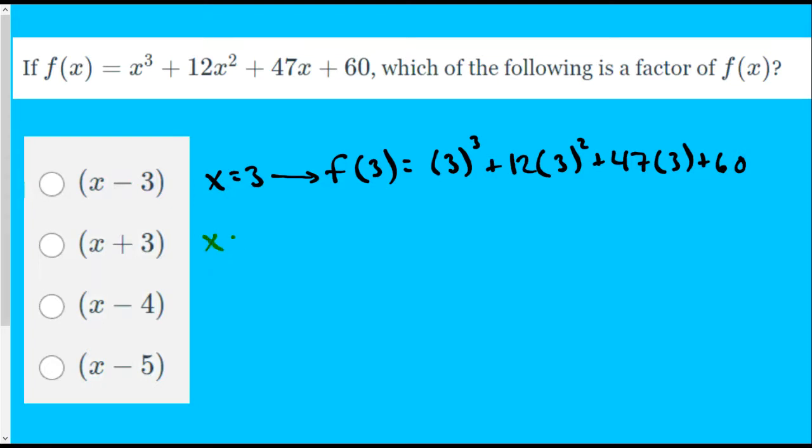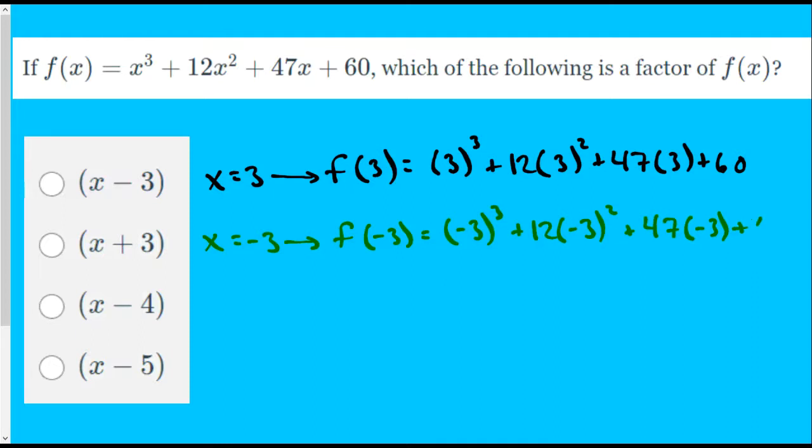The next one, we're going to check x plus 3. If the factor is x plus 3, the zero would be negative 3. So just evaluate the function at negative 3. That's negative 3 cubed plus 12 times negative 3 squared plus 47 times negative 3 plus 60. I have a better feeling about this one, because in the last one everything was positive. It just kept adding and getting bigger and bigger. This one looks like it's going to alternate: a negative, then a positive, then a negative, then a positive. Maybe that'll all sum to 0.